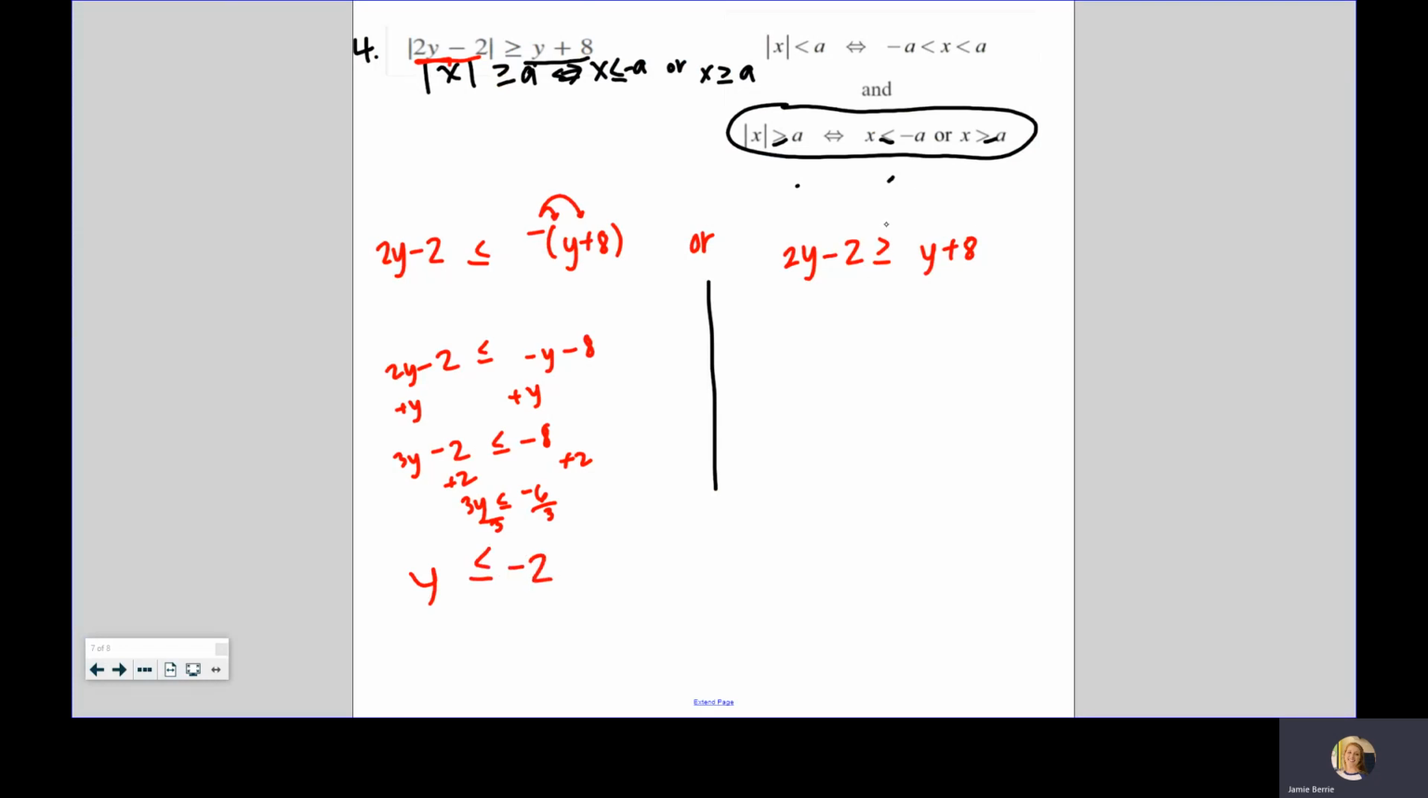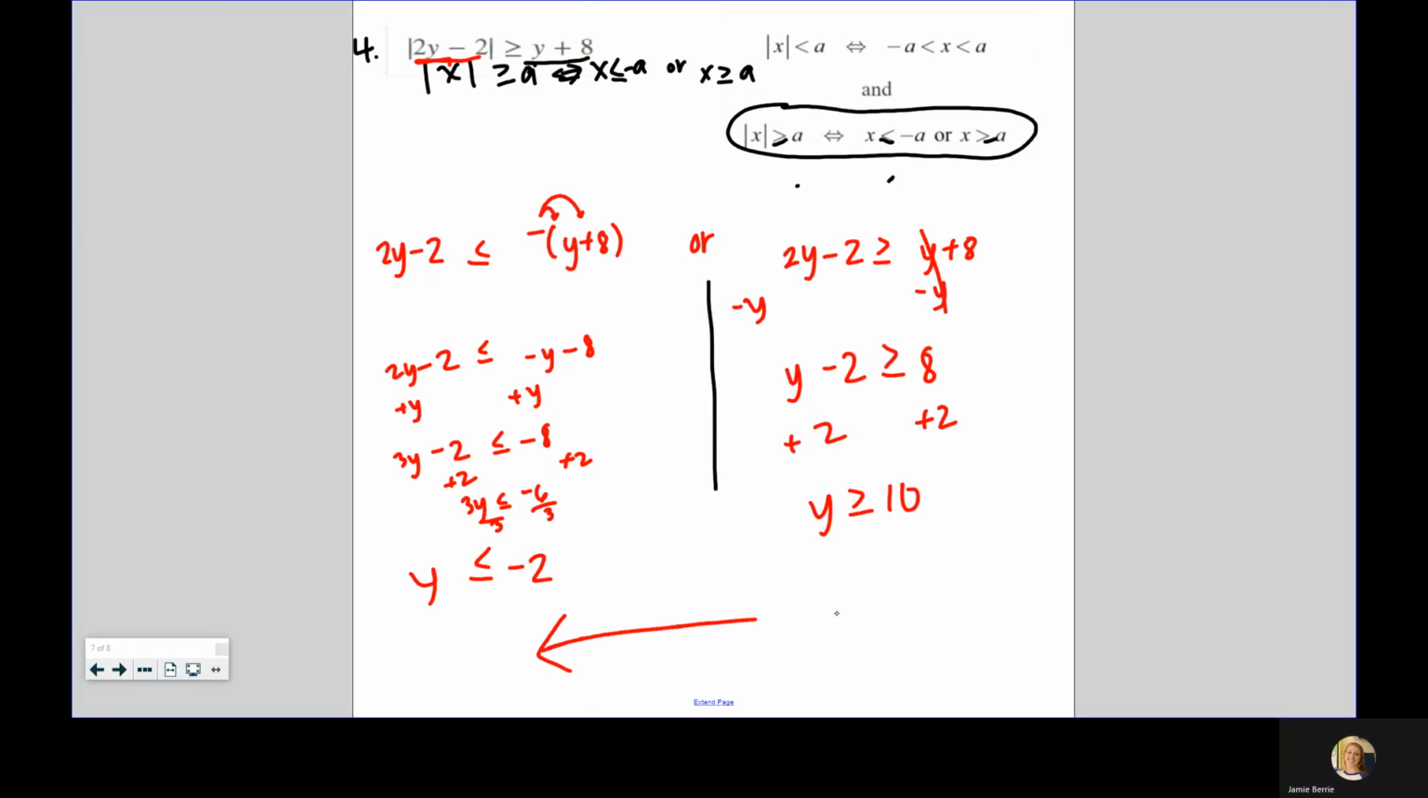Over here, now I'm on the right-hand side. So I'm going to move my y to the left-hand side, so minus y. That's going to cancel. Then we have y minus 2 greater than or equal to 8. Add 2 to both sides. So we have y is greater than or equal to 10.